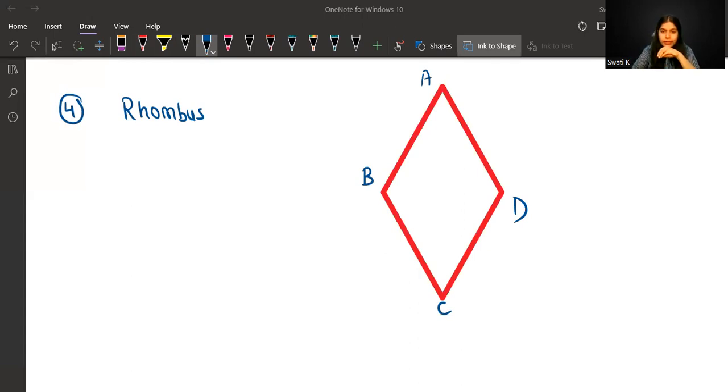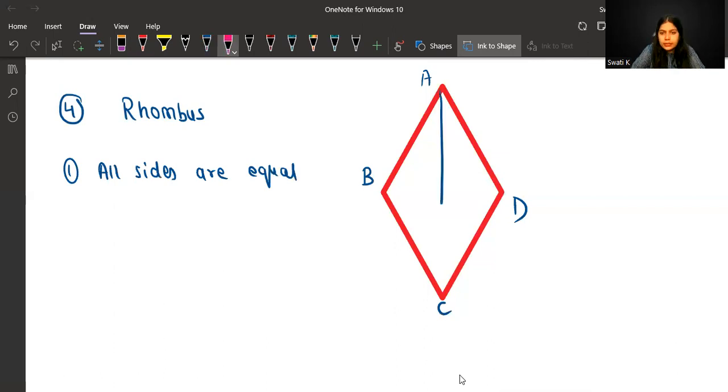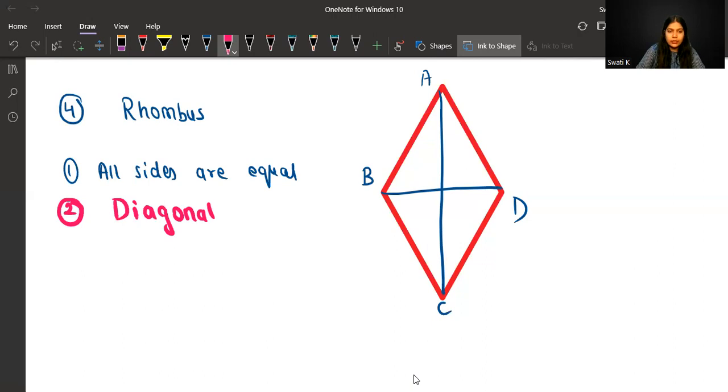So now let's write down the properties. The very first property is all sides are equal. Of course, all sides are equal. And now talking about the diagonals, I'll just draw the diagonal with my free hand. So diagonals bisect each other at 90 degrees. Of course, it's very clear, it's visible. Diagonals bisect each other at 90 degrees.